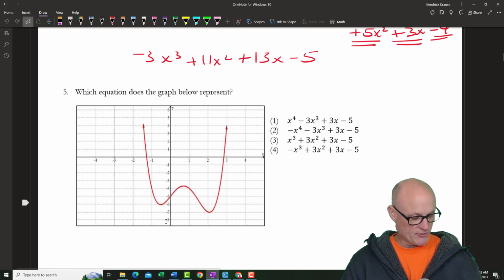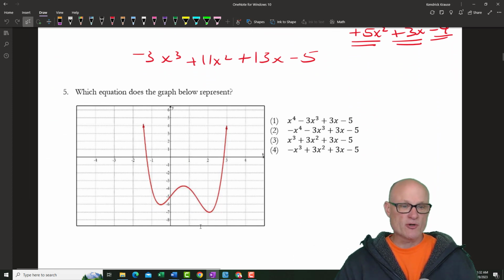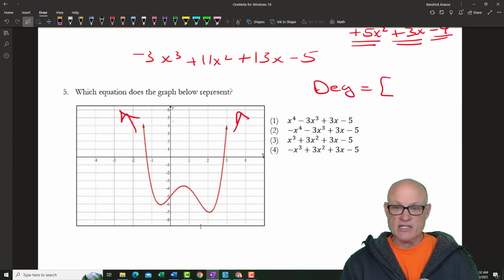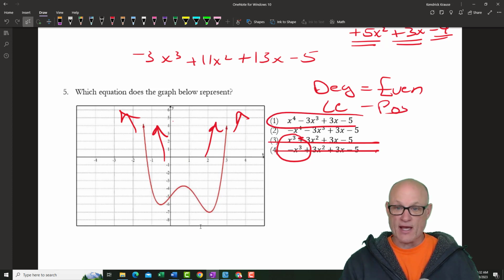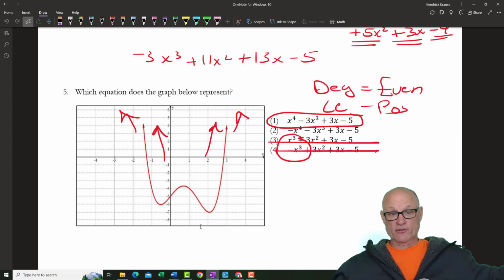Which equation represents the graph below? Okay, so question 5. First of all, notice it's pointing up in both directions. So that tells us that the degree is even. So I'm going to throw out these two answers right away because you'll notice these degrees are odd. I'm also noticing that it's pointing up, so that means I have to have a leading coefficient that is positive, and therefore that is the answer. And that's all there is to that question.